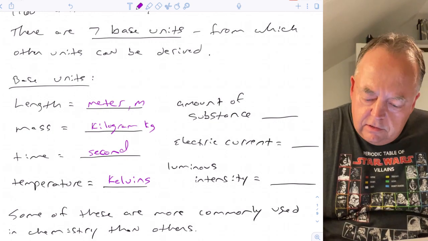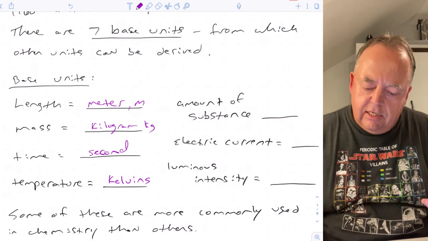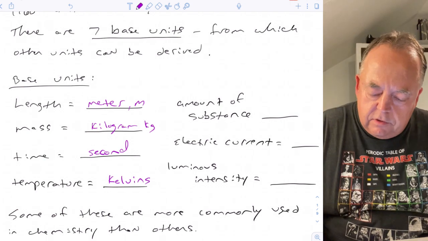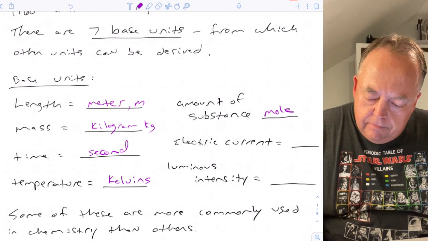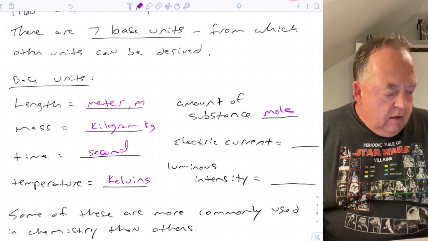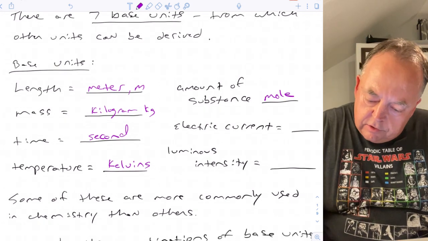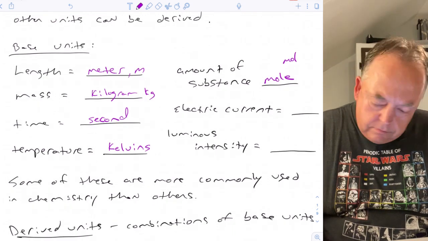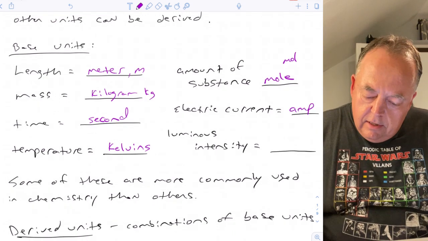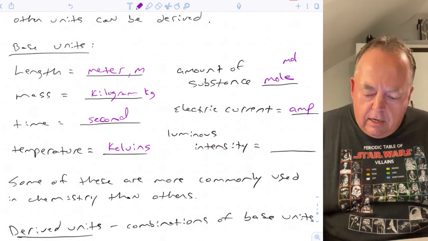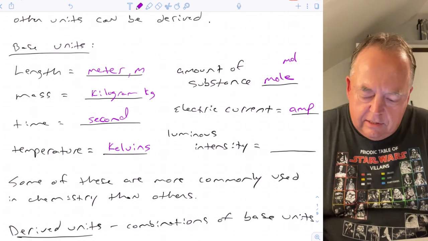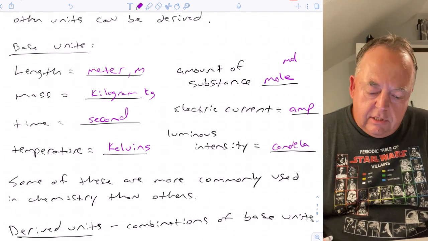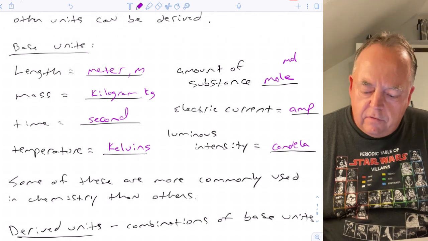The amount of substance, so that's not how much something weighs, that's how many of them there are. Like if you had 10 pencils. The amount of substance in chemistry is the mole, given the abbreviation mol. The electric current is the amp. And luminous intensity, so what does that mean? That basically means how bright something is. So luminous intensity is the candela. So those are the 7 base units, and all other units are derived from these units.